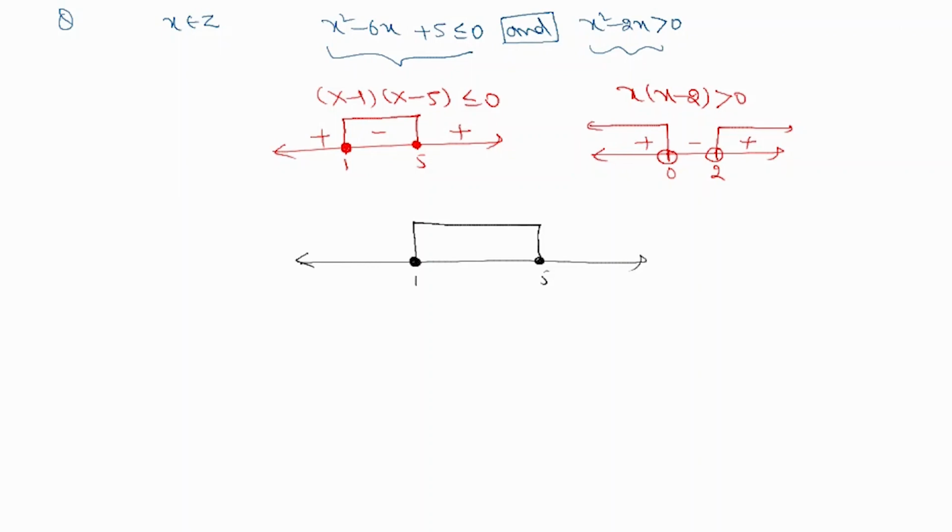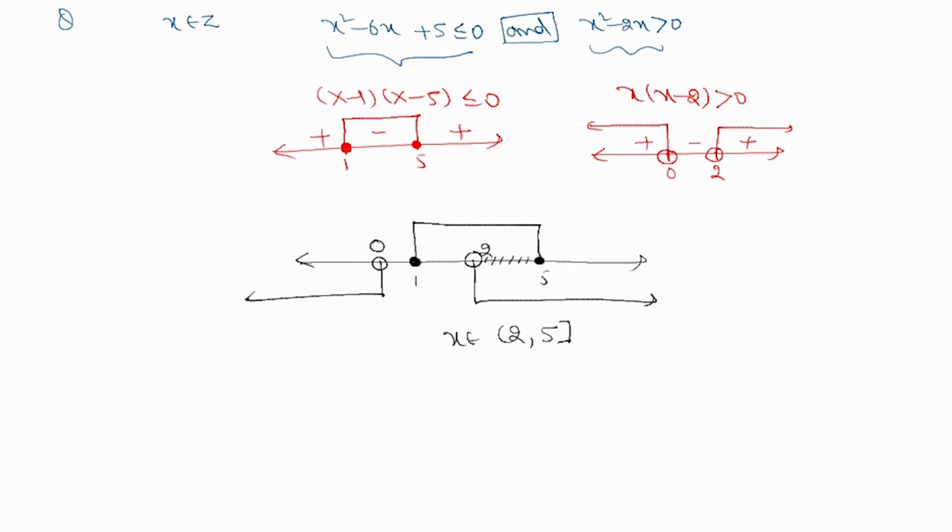So the first solution says x lies between 1 and 5, and the second solution says either x is less than 0 or x is greater than 2. So now the interval where both the conditions exist simultaneously is this interval. So the answer to this question is x belongs to 2 not included and then 5 included.